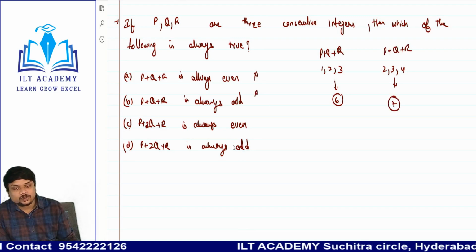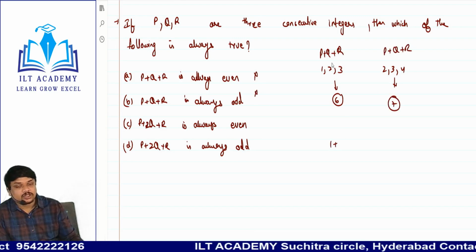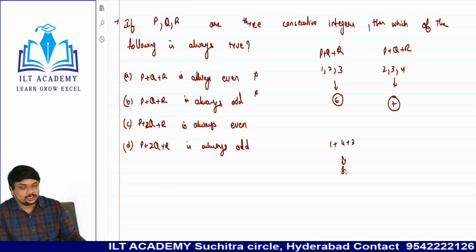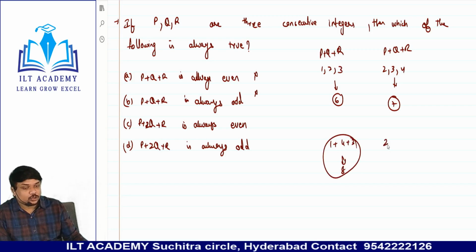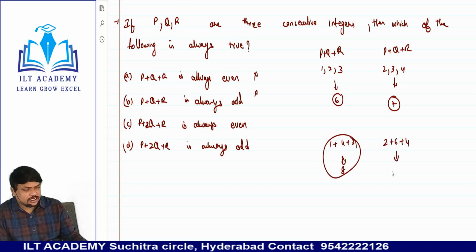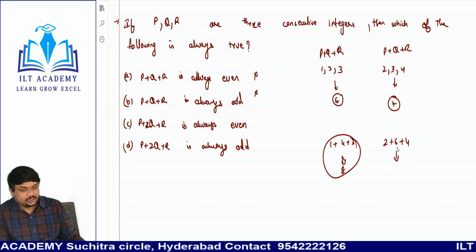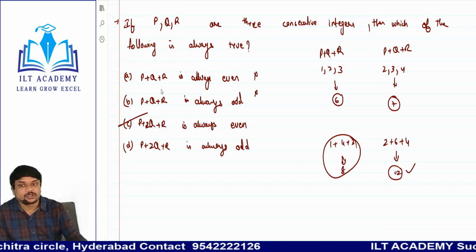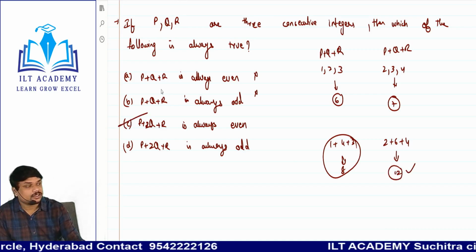Clear? Now I need to check. So 1 plus 2 into 2 is what? 4 plus 3, 7 plus 1, 8 हो जाता. Clear? इसमें भी check करेंगे. 2 plus 6 plus 4, which is nothing but 12. 12 is also what? Even. So this is the answer. P plus 2Q plus R is even. Write down.